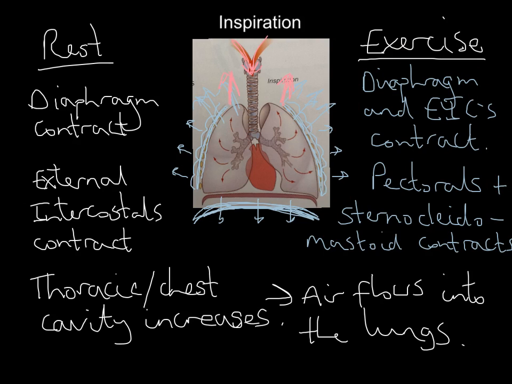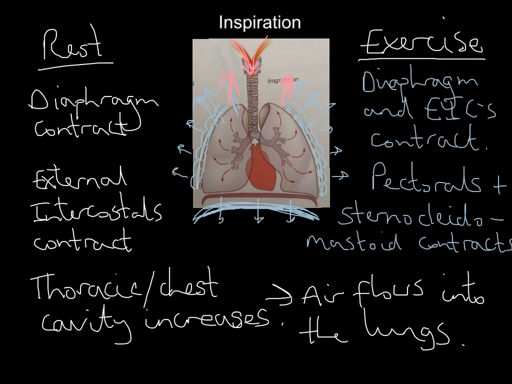So just to quickly recap what has happened, okay? The diaphragm has contracted and moved downwards to this lower position. The external intercostals have contracted and pull the ribs upwards and outwards in all directions. That has made your thoracic or your chest cavity even greater in volume. The volume has increased and air will flow into the lungs quicker, more effectively.